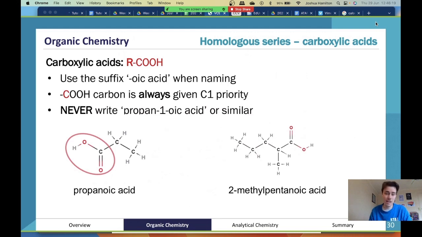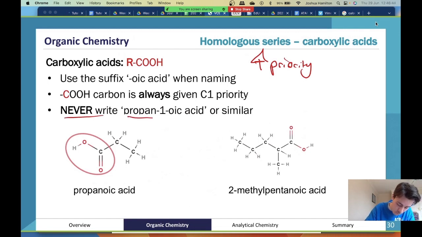Now, you do need to know how to name these as well. They do not have a prefix because they are the highest priority. These will always be number 1. You will always count from the end with the carboxylic acid. Why do I say count from the end? Because carboxylic acids are always at the end. They're never anywhere else. They're always 1, so you are never going to write propan-1-oic acid. You are never going to put that 1 in there. Why is that? Because it's always priority 1. We always know where it is. It's always going to be at the end.